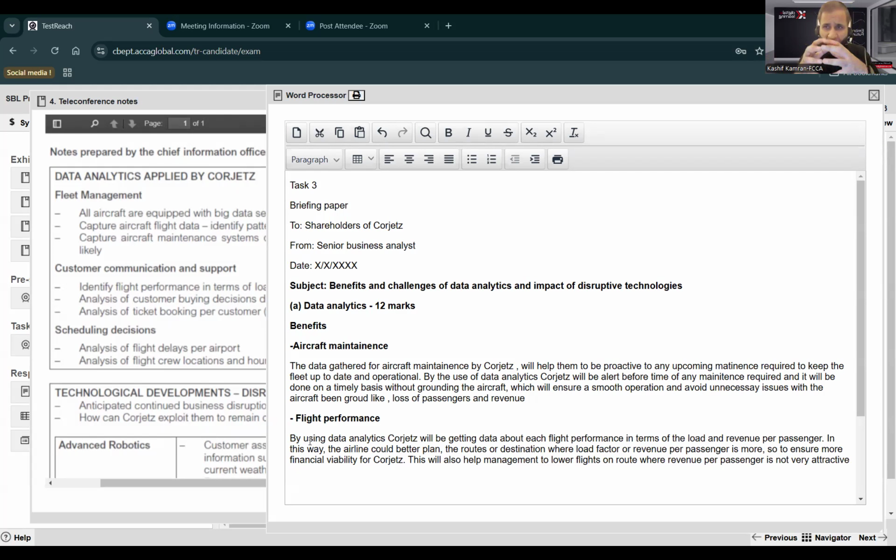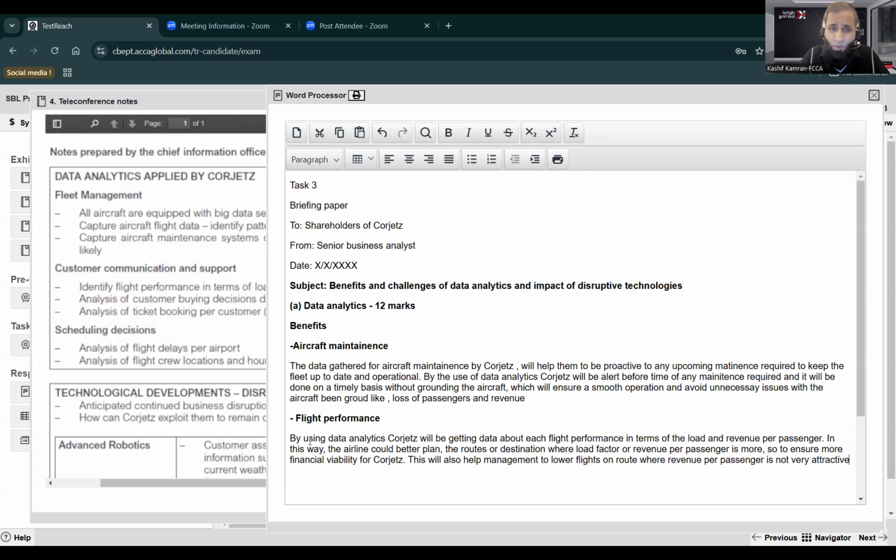So you can do a very good scheduling of your flight plans, that where to increase more flights, where to reduce more flights. For example, you're flying to a destination 3 times a week, but you believe that the load factor is very good, so you might make it 5 times a week. And to a certain destination, you are flying 2 times a week, but still your planes are going half empty. So you can just make one flight a week to that destination. So that would be how data analytics would be helping you analyze the data for aircraft maintenance and flight performance.